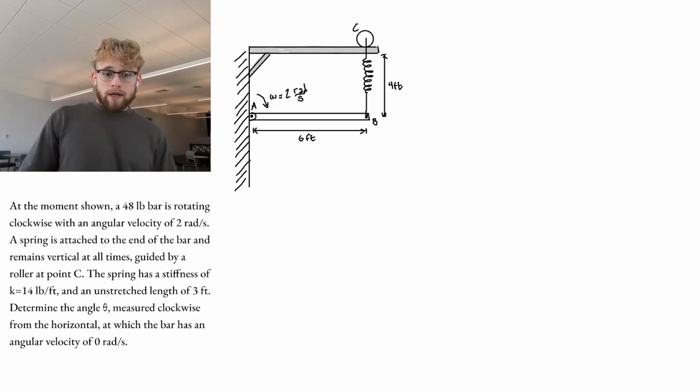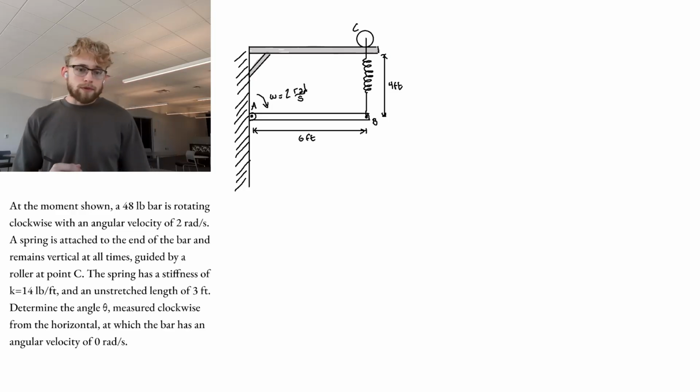A spring is attached at the end of the bar and remains vertical at all times, guided by a roller at point C. The spring has a stiffness of K equals 14 pounds per foot and an unstretched length of 3 feet. Determine the angle theta measured clockwise from the horizontal at which the bar has an angular velocity of 0 radians per second. Okay, so let's look at this problem.